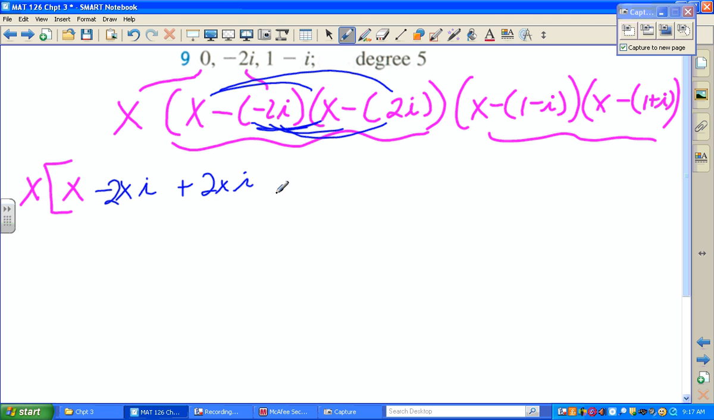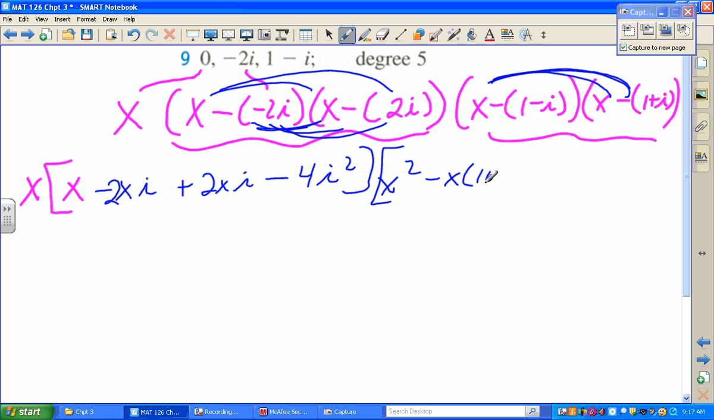And then plus 2i times negative 2i would be minus 4i squared, right? It'll turn into plus 4. Then the second one will be x squared. Oh, missed. x squared. Then negative x times 1 plus i. And then negative x times 1 minus i. And last but not least, plus 1 minus i times 1 plus i. There we go, at the end of the first product.